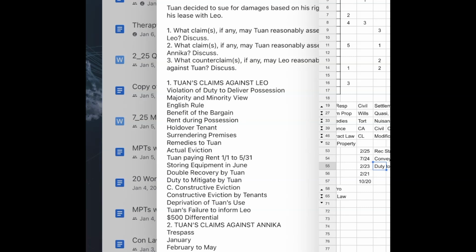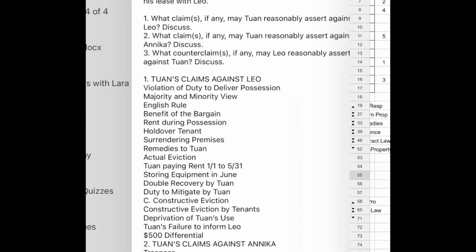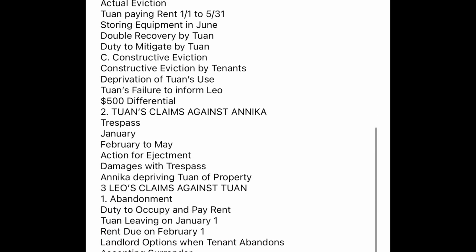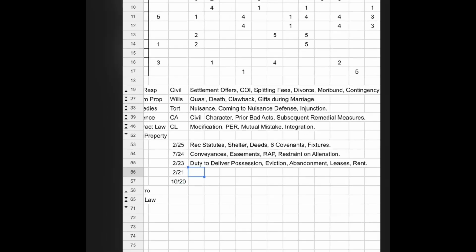Please do that with your essays. Correct as you go. It's a lot faster than doing the spell check at the end. That's what I tell my students anyways. Ejectment, abandonment, rent. Okay. 2/21.